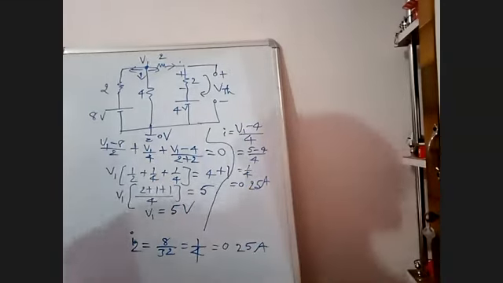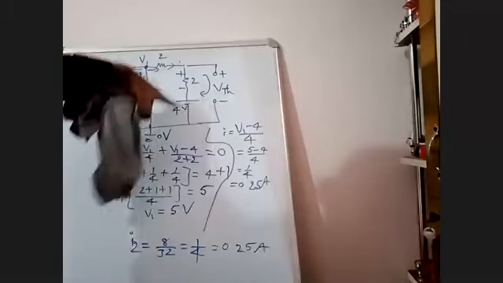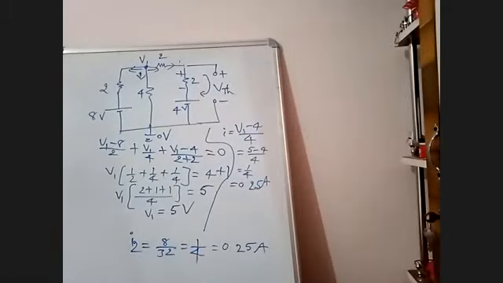The current in this 2 ohm. Assume a current direction like this in the downward direction. In the direction of current, I will take plus and minus.